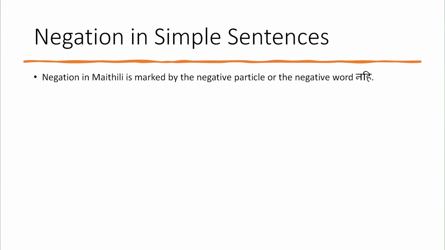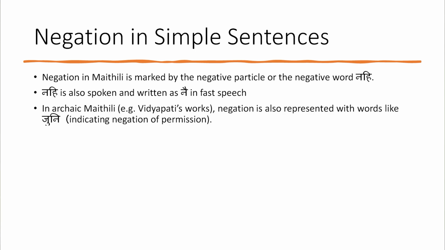Now, how do we negate simple sentences in Maithili? So, negation in Maithili is marked by the negative particle or the negative word nahi. Nahi can also be spoken and written as nahi in fast speech. In archaic Maithili, such as in Vidyapati's work or earlier works, negation is also represented with words like Juni, which means basically negation of permission. So, when you say something like "E kaam Juni karu," then that becomes this.